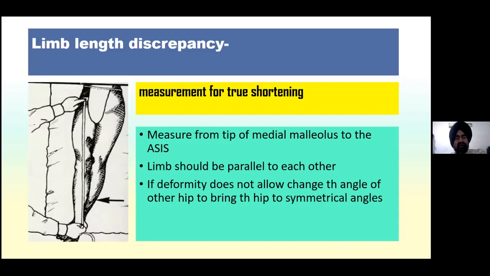If there is a deformity, there may be difficulty in keeping both the limbs parallel. So what we can do is bring the other limb into the same position as the deformed hip. So here, if one hip has an adduction deformity, to square the pelvis, the other hip is also adducted.